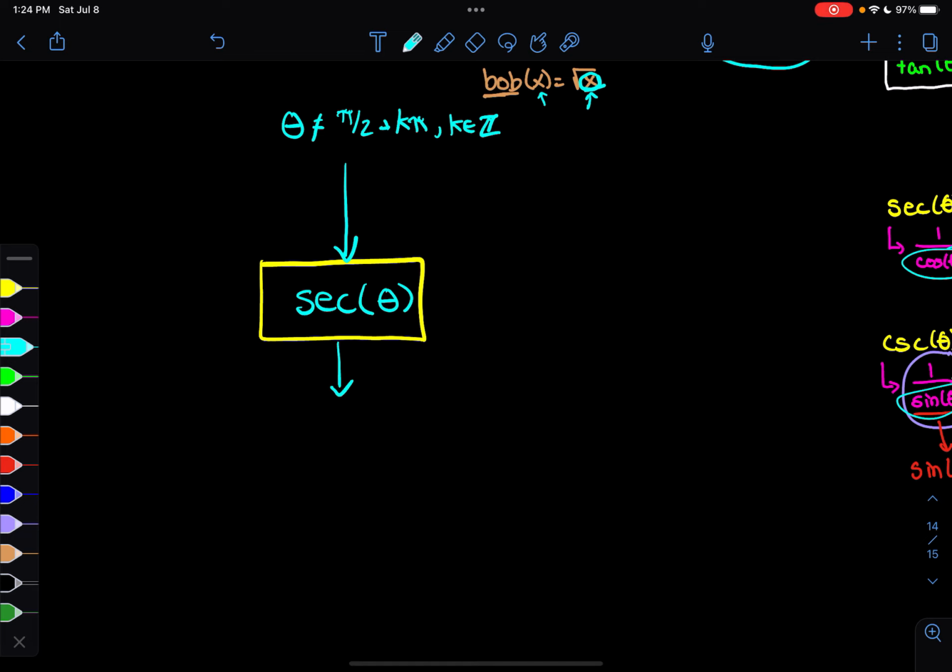And what are we going to get out? Well, we're going to get out any number from -infinity to -1, inclusive. And we could get out anything from 1 to infinity. We can't get out fractions because, again, secant is 1 over cosine of theta, and cosine of theta could never be larger than 1. And vice versa in the negative direction. It can't be -2, -3, -4, etc. Okay, so that's why it's kind of interesting to us.